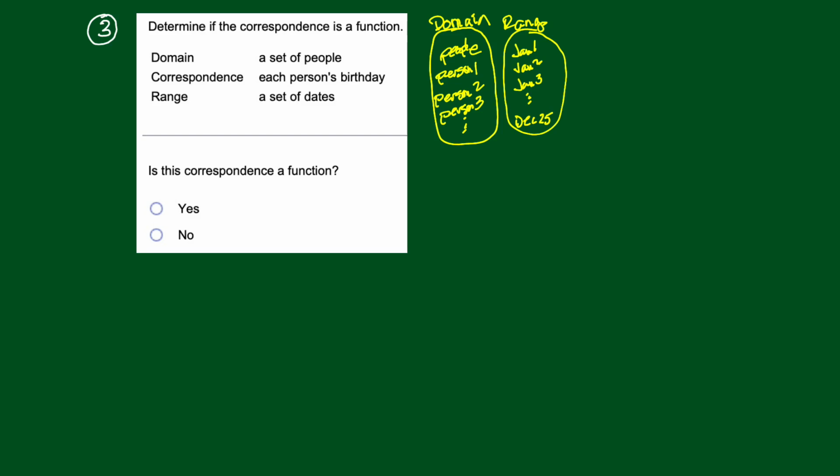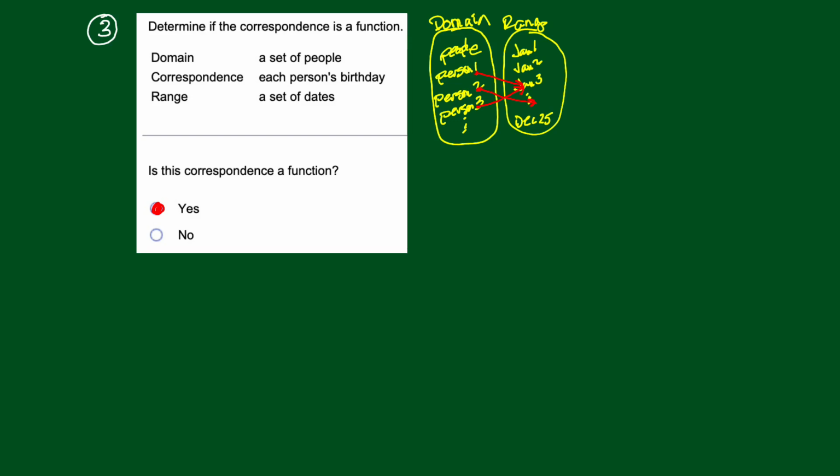Do you think? Person 1 is going to have exactly one birth date. Maybe it's January 3rd. Person 2 will have exactly one birth date. Maybe it's January 4th. Person 3 will have exactly one birth date. Maybe it's actually January 3rd again. But the point is, this one goes to exactly one item. This one goes to exactly one item. So I'm going to claim, yes, this is a function.